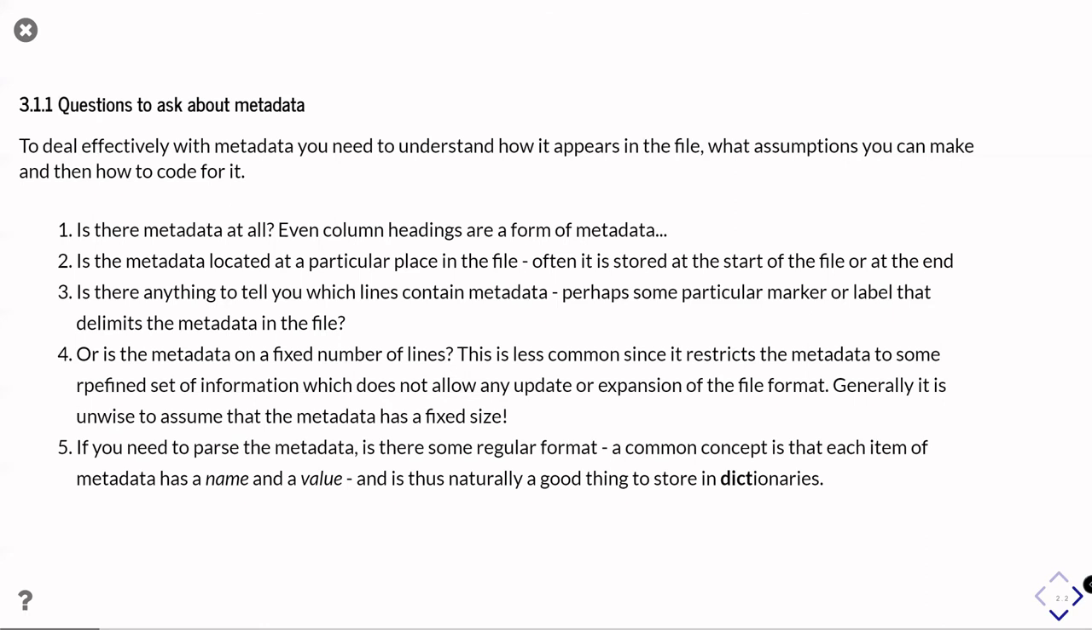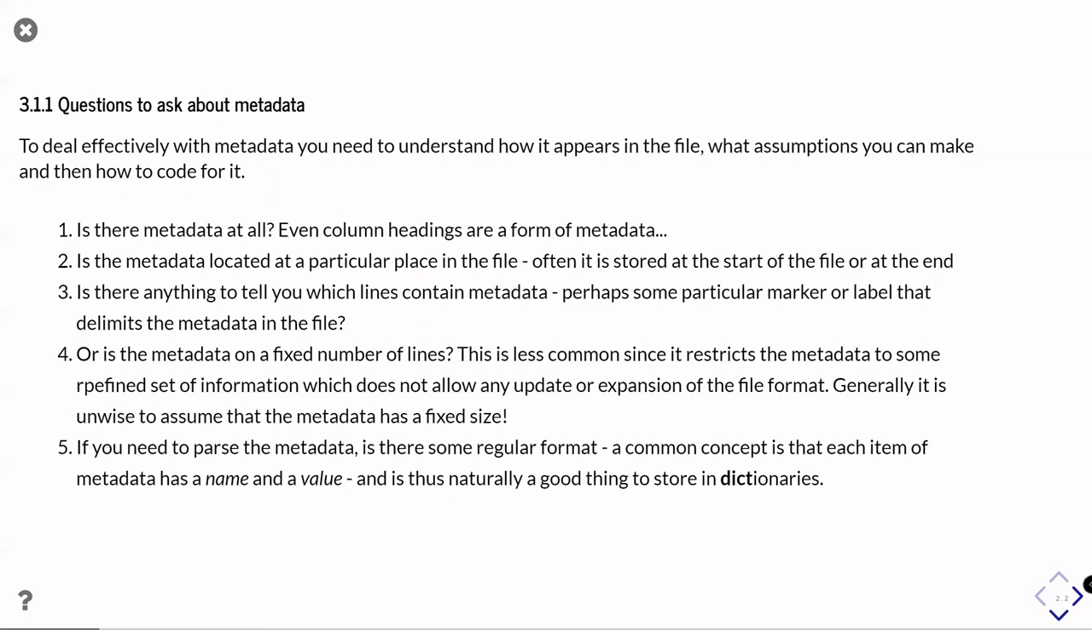And so a good working approximation is to only assume it's a fixed number of lines of metadata if you really have no reason to, or if you really have good reason to suppose that that's the case. Otherwise, assume that it isn't of a fixed size. If you're going to need to pass that metadata, then clearly you want to look at how the metadata is actually being presented to you.